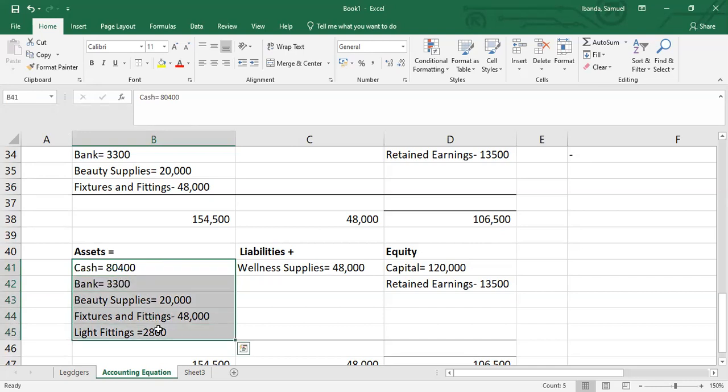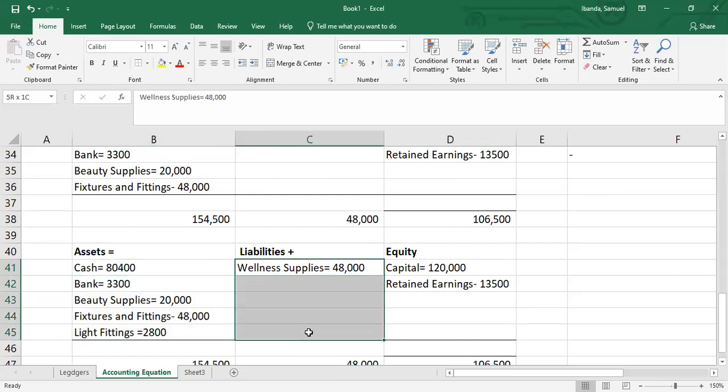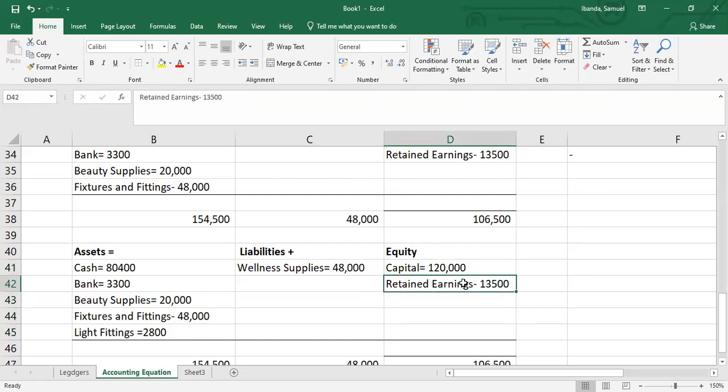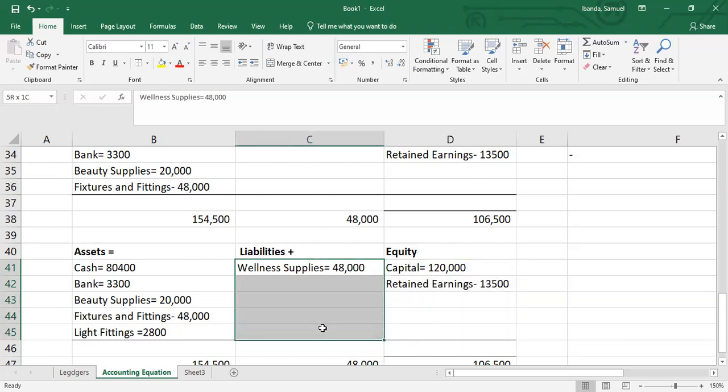That is all for my assets. I've recognized this and I've made sure I affect this. Does it affect my liabilities? No. Does it affect my capital? No. Does it affect my retained earnings? No. So these will remain as they are, as we just have had them up. That's why I copied and pasted here.